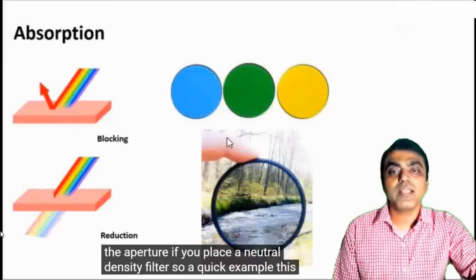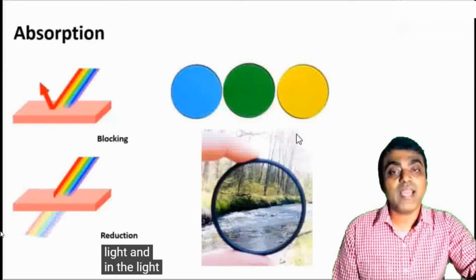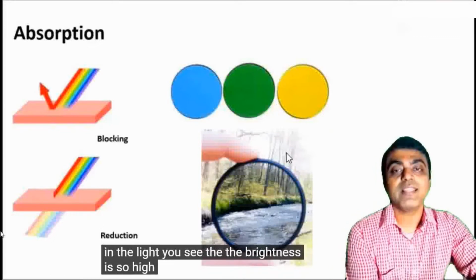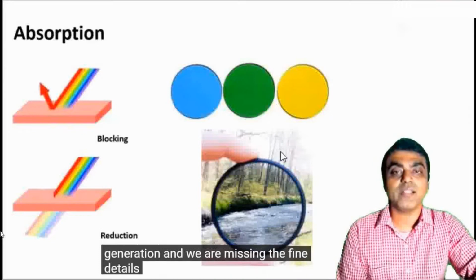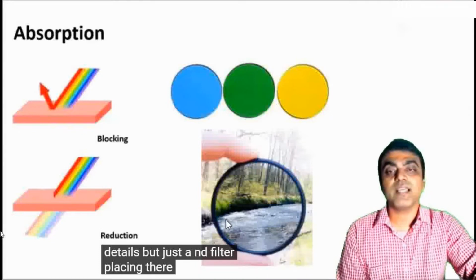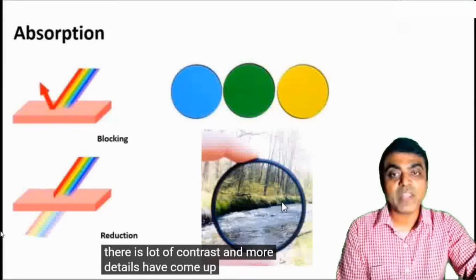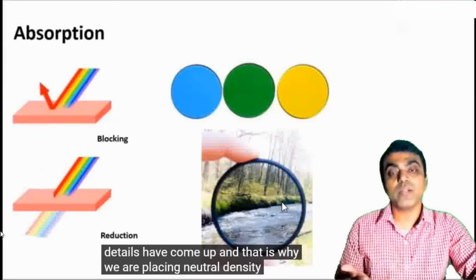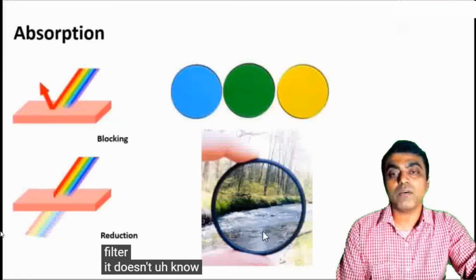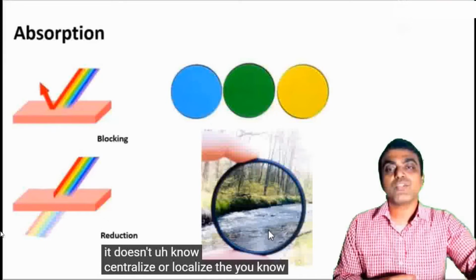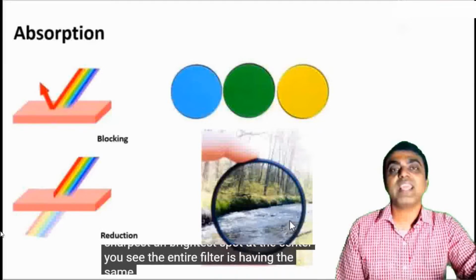So a quick example: this is broad daylight, and in broad daylight there is a lot of light, and the brightness is so high that you are not able to make out differences, or there is no contrast generation, and we are missing the fine details. But just by placing an ND filter there, you see the light intensity has been cut, and you can see there is a lot of contrast, and more details have come up, and that is why we are placing neutral density filters. And the biggest advantage is that a neutral density filter doesn't centralize or localize the sharpest, brightest spot at the center. You see the entire filter has the same intensity of light.